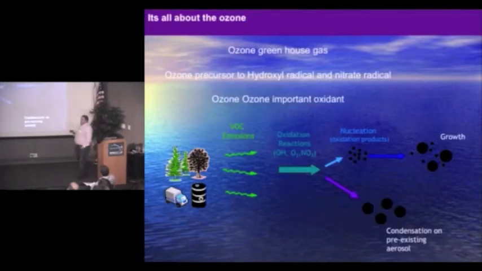So most of my talk is going to be about ozone. Ozone is going to have an impact in terms of climate because it's going to absorb IR radiation. It's also really important. It's an oxidant in its own right, and it's a precursor to the dominant oxidants in the atmosphere, the hydroxyl radical and NO3.